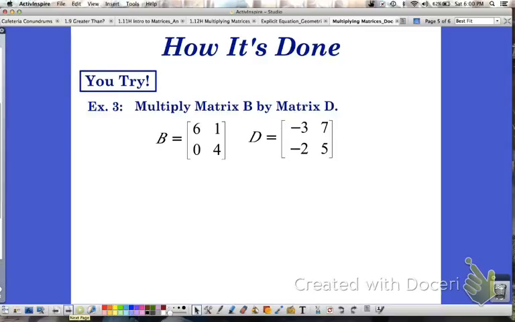Okay, now it's your turn. You can do this. Just be patient, like I said, and take it one row, one column at a time. Here we go. Matrix B and matrix D, are they compatible? 2x2, 2x2. Yes, I can multiply. The answer is going to be a 2x2. So now that I've established that it can be done, I want you to pause the recording, go do it on your own paper, and then check your work against mine.